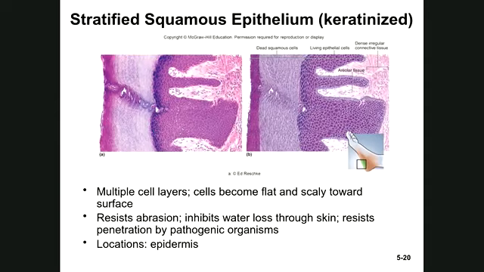First, I want to talk about the stratified squamous epithelium. The stratified squamous epithelium has 2 types. One type is called keratinized, and one type is called non-keratinized. But what is the keratin? The keratin is a protein which is secreted on the surface of epithelium. And you have this type of epithelium on your skin, on the surface of your body.